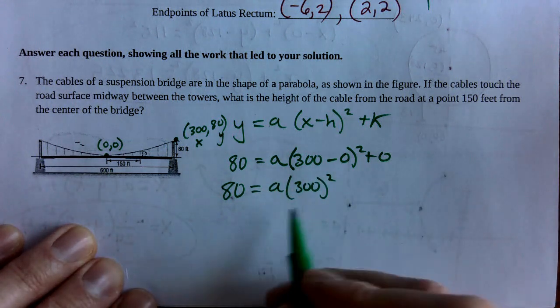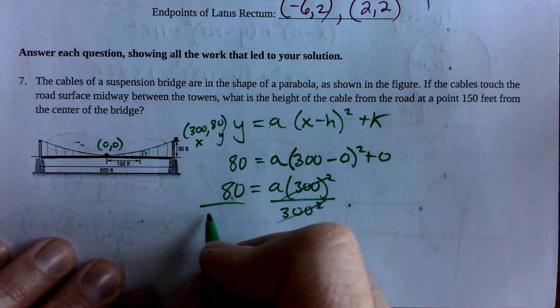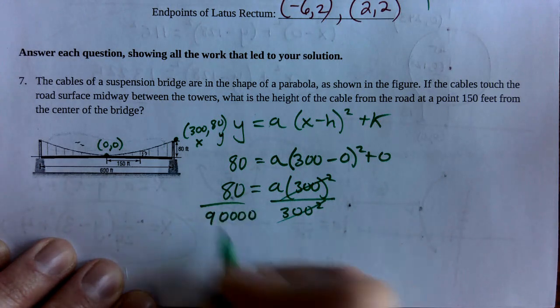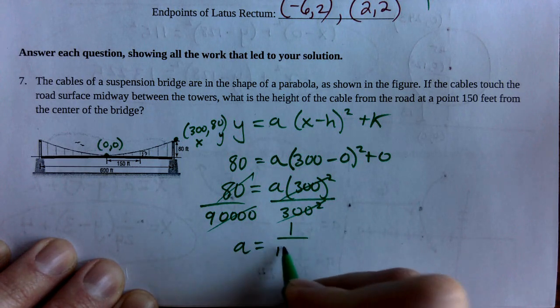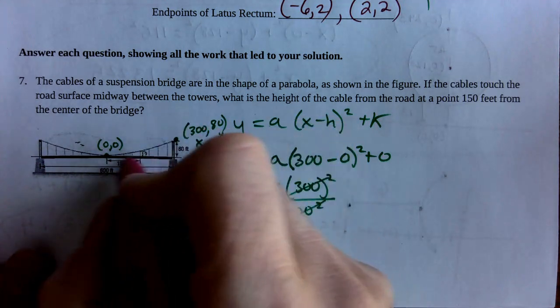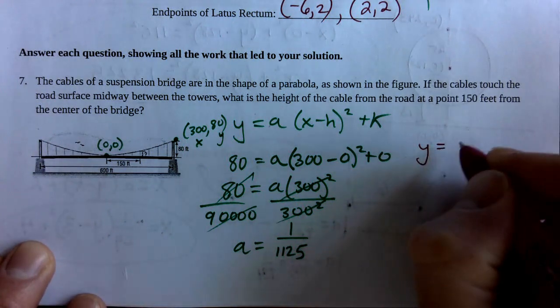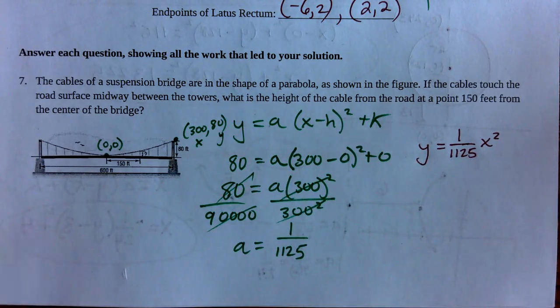300 squared. If you divide both sides by 300 squared, which is 90,000, okay? And then you simplify that, you actually will get 1 over 1125. There is your A value. Now, how does that help us? Okay, well, that means right now that the equation of this parabola, if we were to make an equation, we have y equals 1 over 1125 x squared. Because remember, the vertex is at 0, 0.